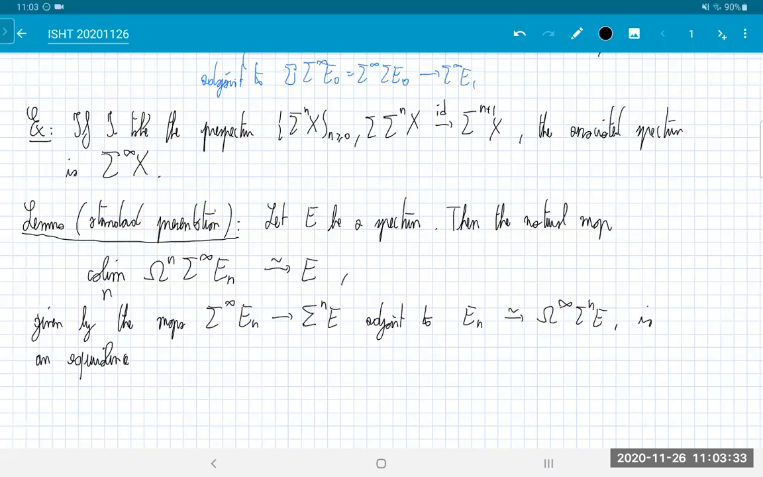So as you are noticing, a spectrum does give me a pre-spectrum, and I'm telling you that the associated spectrum is indeed the same as the original spectrum. So this is like taking all possible elements of my group as generators and putting all possible equations as relations.